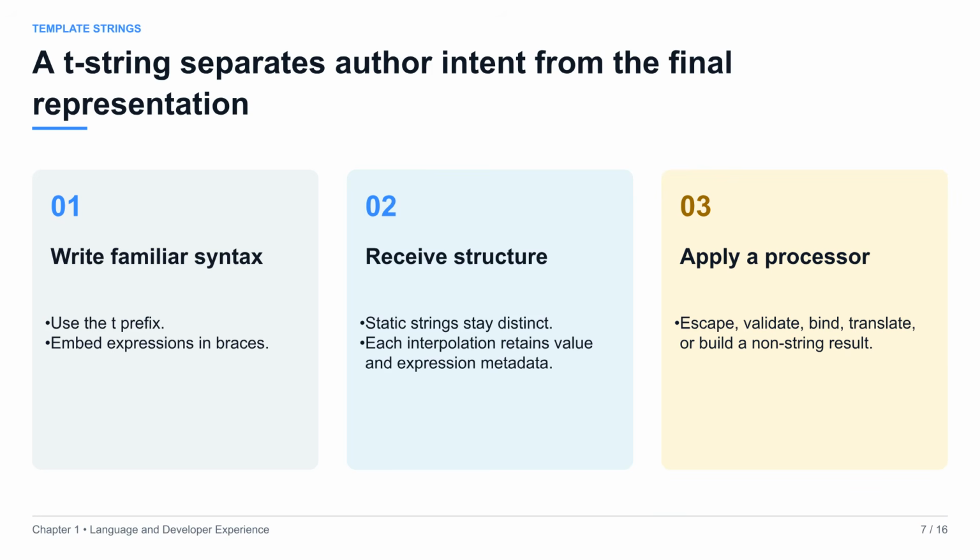An f-string commits immediately to a string. A t-string uses similar braces, but returns a string.templatelib.Template object containing static strings and Interpolation objects. The interpolation stores the evaluated value together with the expression text, conversion, and format specification. That structure creates a boundary where a processor can make domain-specific decisions. A processor may escape text for HTML, bind values to a database operation, generate structured logging fields, or return a Document Object Model rather than text. The t-string itself does not provide safety. The processor supplies the policy.